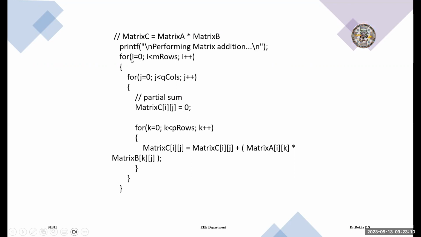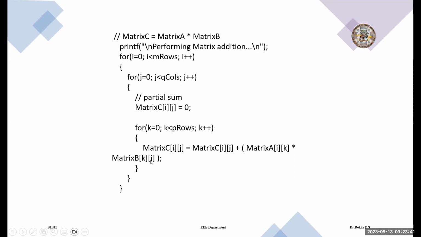So for i is equal to 0, i less than m rows. Check the condition, it will get inside the for loop. j is initialized to 0. Again, the condition will be checked: j less than Q columns. Then matrix C of i comma j is the partial sum, so it is initialized to 0.